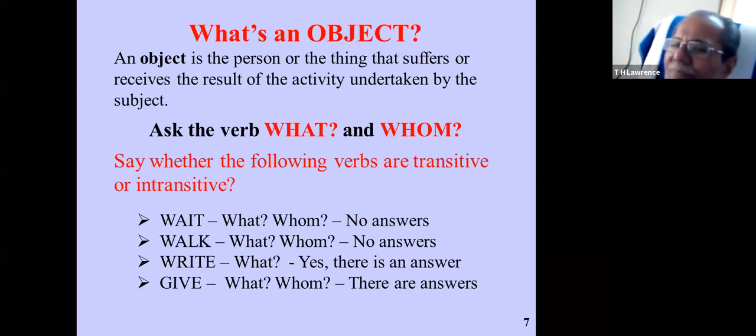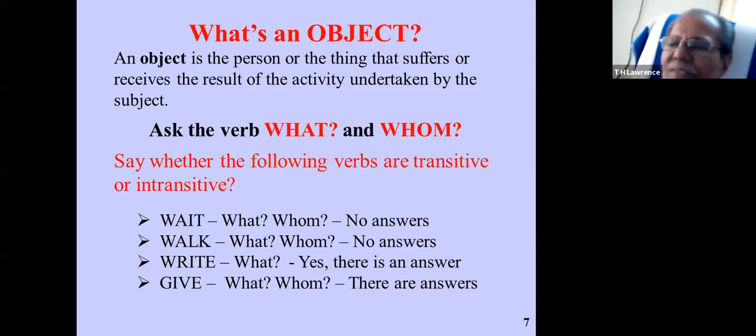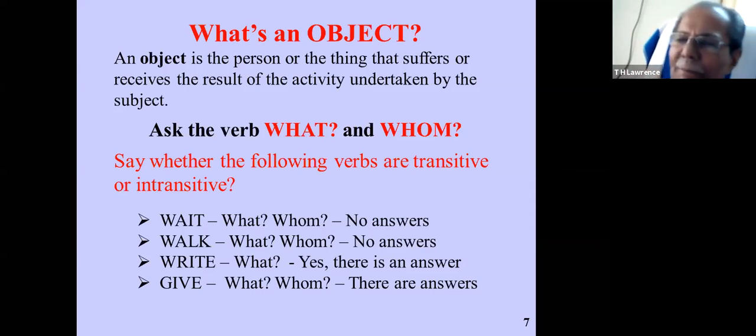Now, in order to detect whether a verb that you use is transitive or intransitive, there is a small shortcut. Ask the verb what and whom. There are two questions that you can ask. What and whom. Not who, whom. Now, when you ask these two questions, what happens? The verb may give you an answer, may not give you an answer. And when it gives you an answer, it can be one answer or it can be two. This will be the situation.